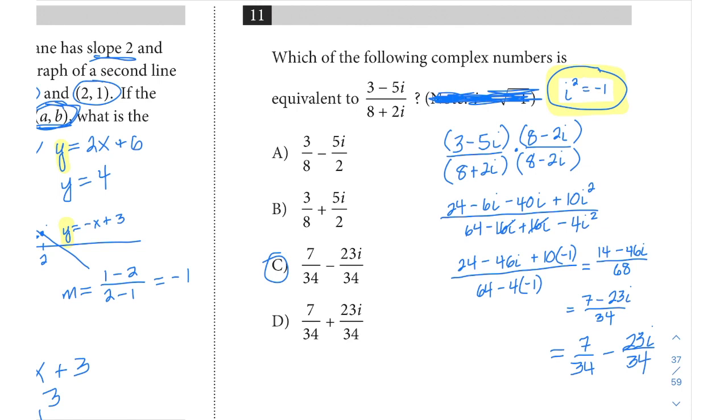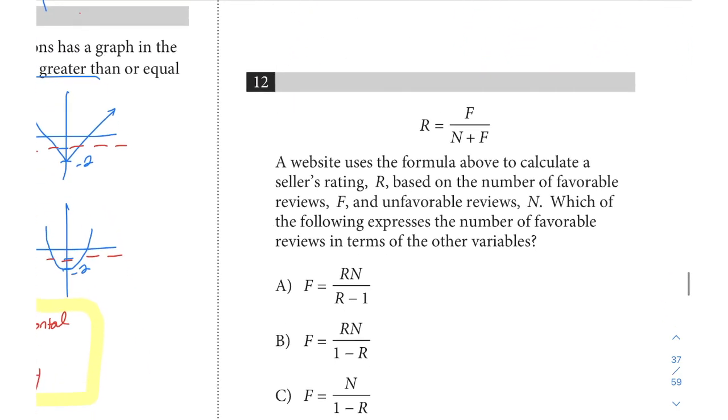So the key there: memorize i squared equals negative 1, and understand your second concept piece for this, which is to understand what it means to multiply by the conjugate. Up next, we'll take a look at question 12.